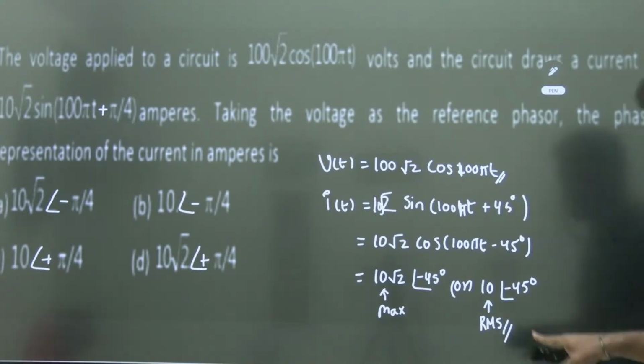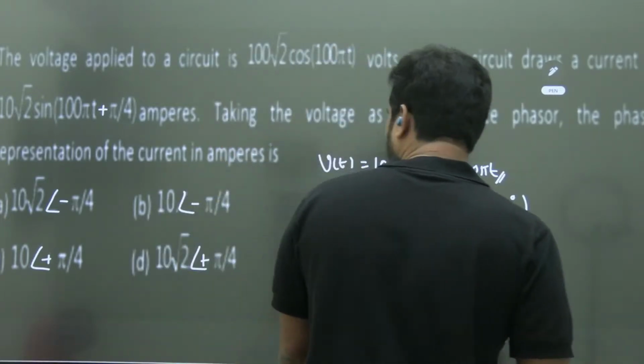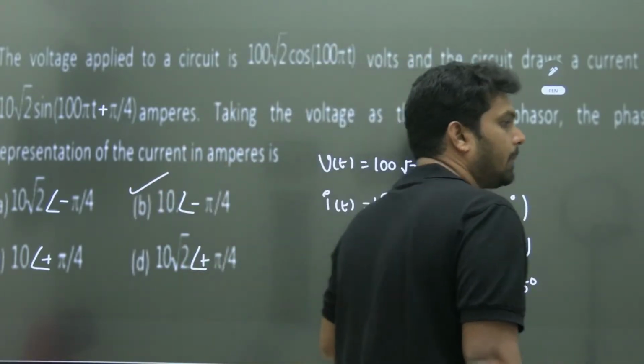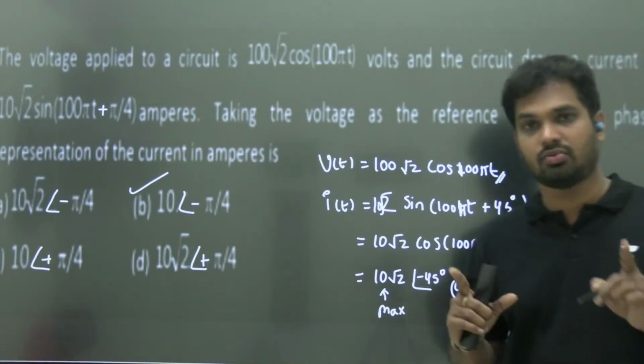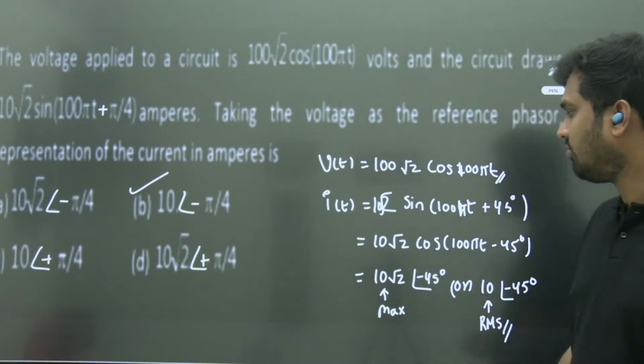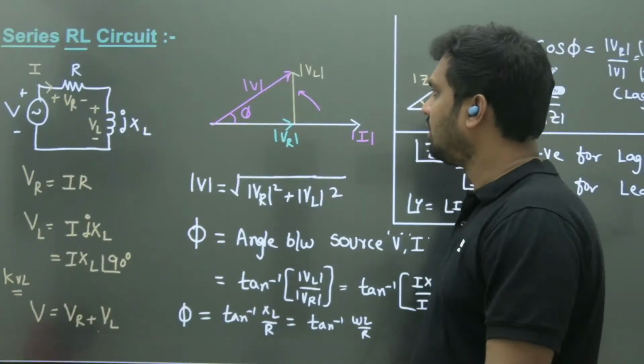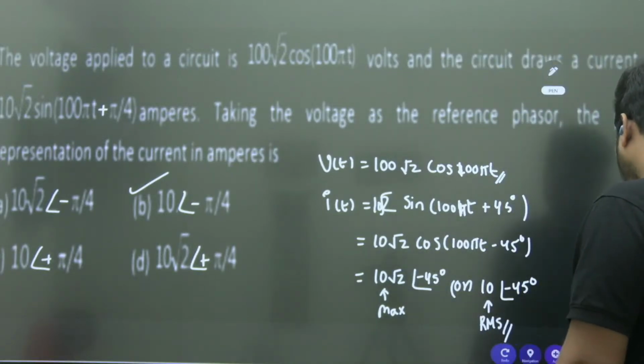So both are given in the options. To be frank, both are correct. But to be more precise, you should go for the option B. A and B both are correct, but if both are available, go for the preference of RMS only in the phasor representation. Right. So that is the example I want to give you.